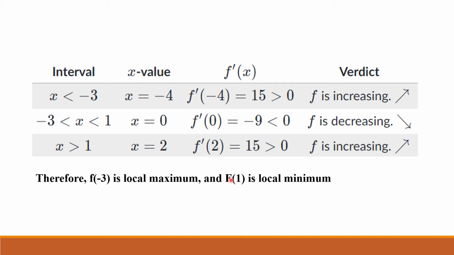Alright, so the steps are, when you do the first derivative, you find the x values, the critical numbers, when the first derivative equals 0. You define the intervals. You choose points in each interval. You substitute and you check the value. Is it positive or negative?